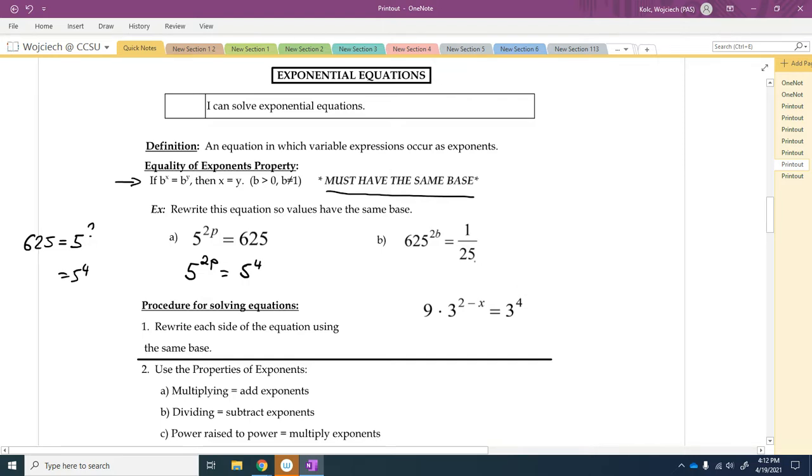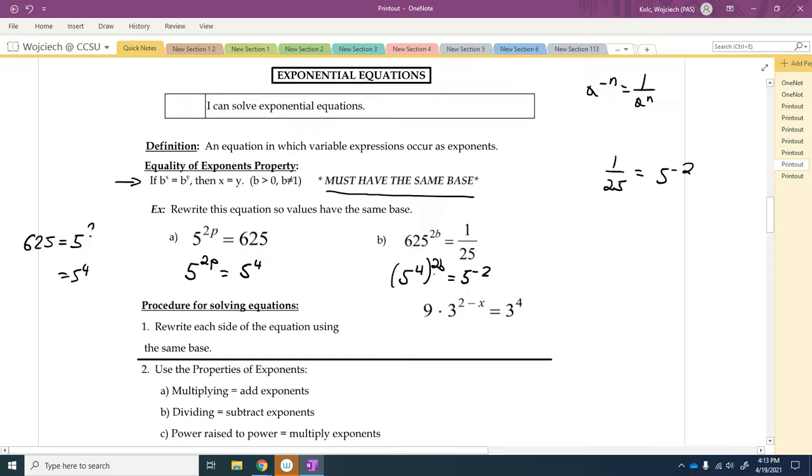Example number 2. The left side is 625, and we have already seen this before. This will be 5 to the fourth. But the right side is 1 over 25. It's a very tricky example, okay? In class, we talked about negative exponents: a raised to negative n is equal to 1 over a to the n. So 1 over 25 I can rewrite as 5 to the negative second. So this will be 5 to the fourth raised to 2b, and 1 over 25 will be equal to 5 to the negative second. So now I have the same base.